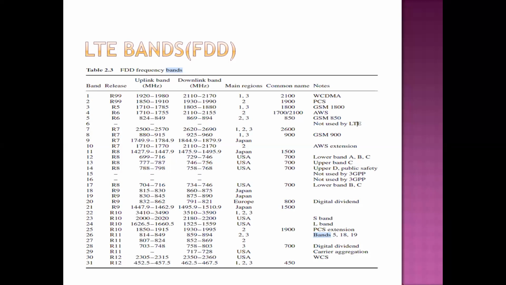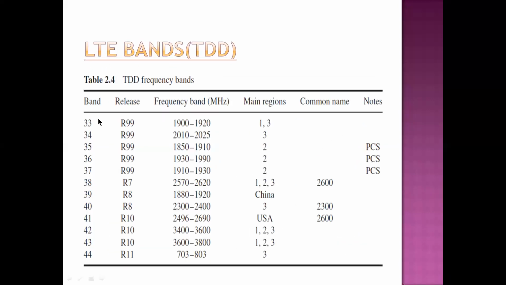These are the frequency ranges for uplink and downlink. In FDD, there will be a different frequency for downlink and a different frequency for uplink, right? No need to note down, just make two lines. FDD supports bands 1 to 32, and TDD supports bands 33 to 46.